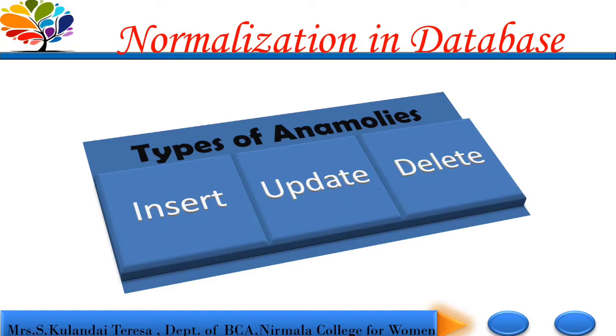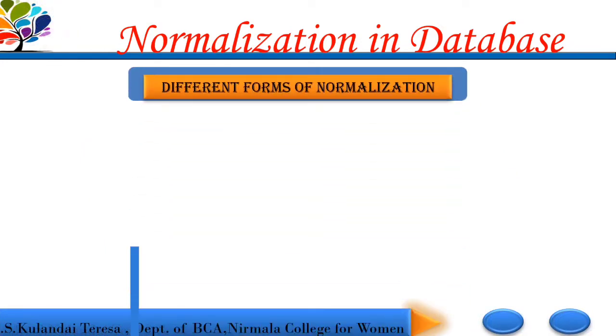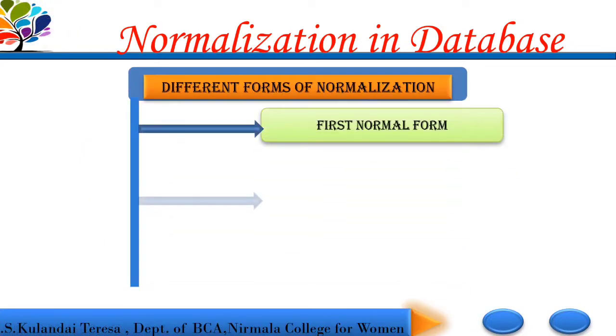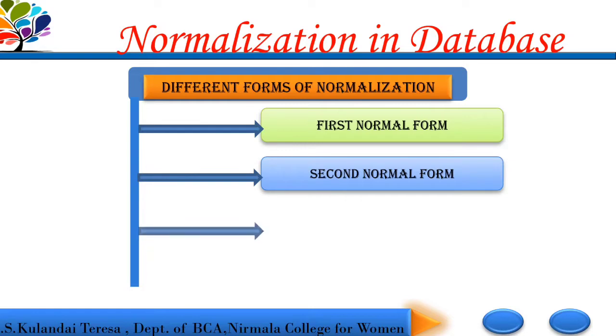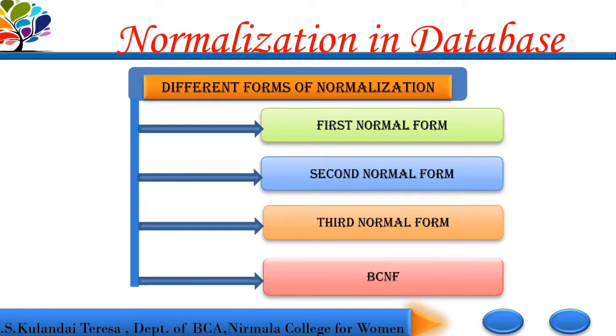Based on the amount of redundancy in the database, the levels of normalization differ. These are the different forms of normalization: first normal form, second normal form, third normal form, and Boyce-Codd normal form.